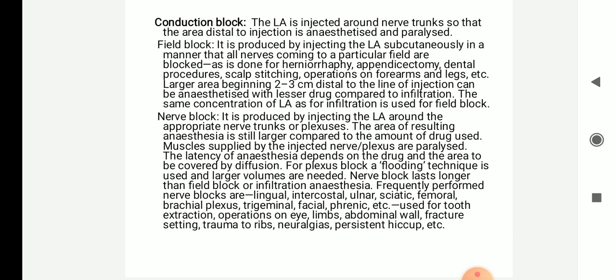Frequently performed nerve blocks are lingual, that is in your tongue, intercostal, ulnar, sciatic, femoral, brachial plexus, trigeminal, facial and phrenic, etc. It is used for tooth extraction, operations on your eye, limbs, abdominal wall, fracture setting, trauma to ribs, neuralgias, persistent hiccup, etc.